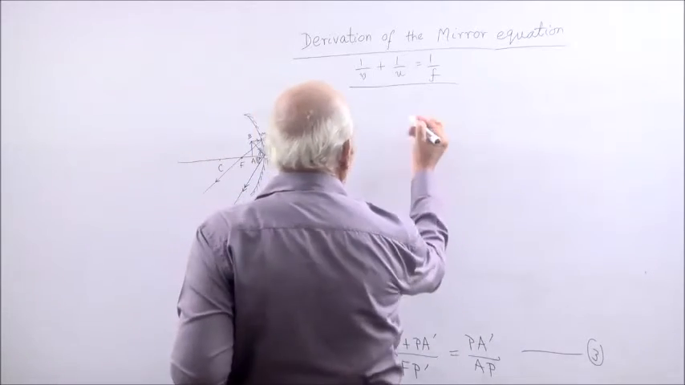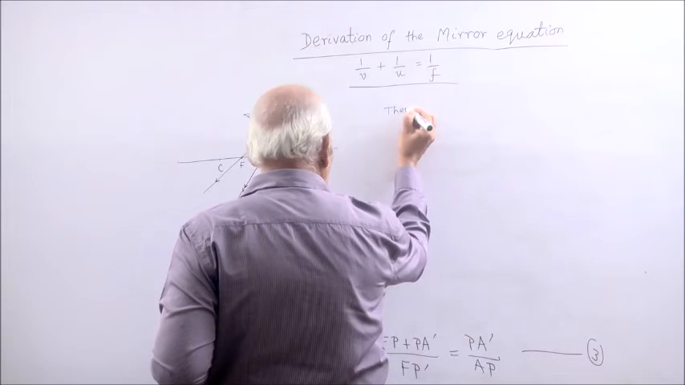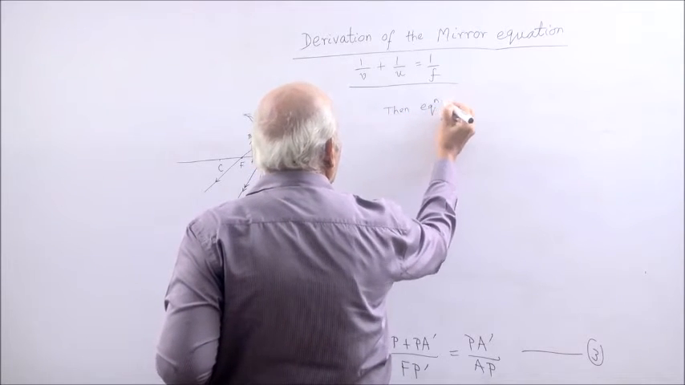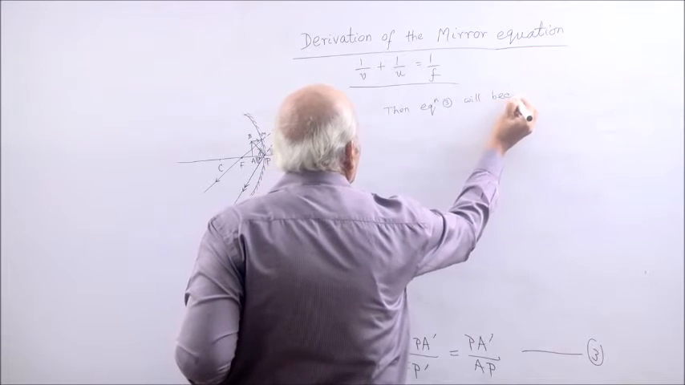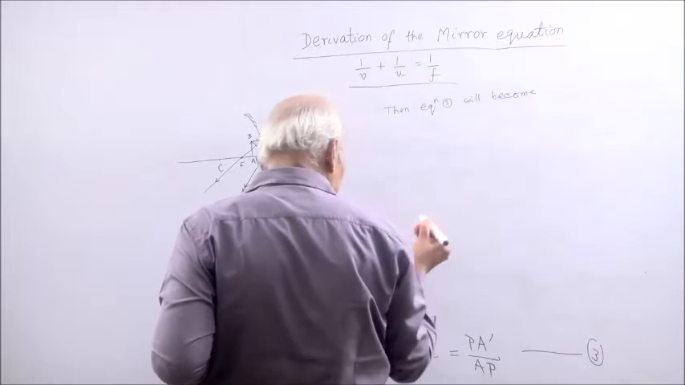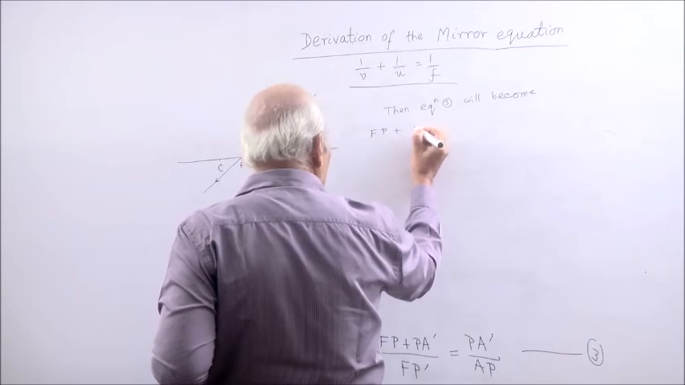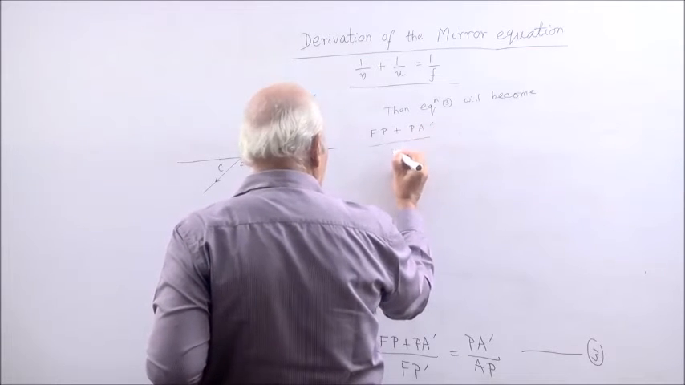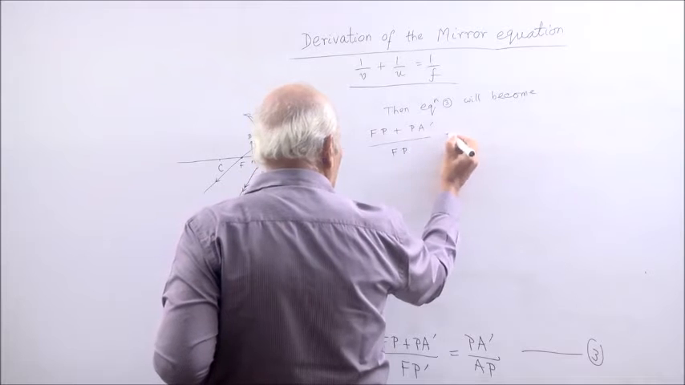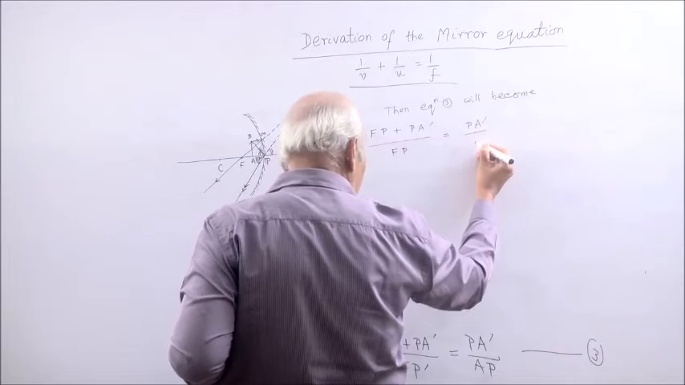So, then equation 3 will become FP plus PA dash by FP is equal to PA dash by AP.